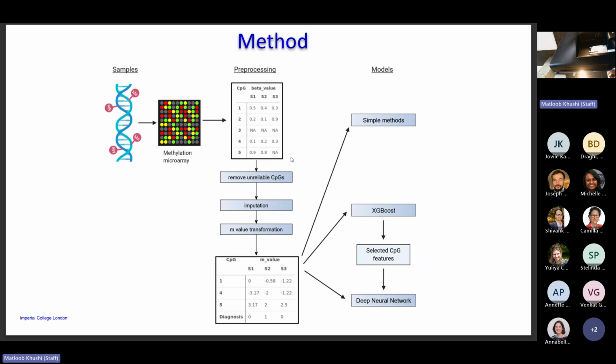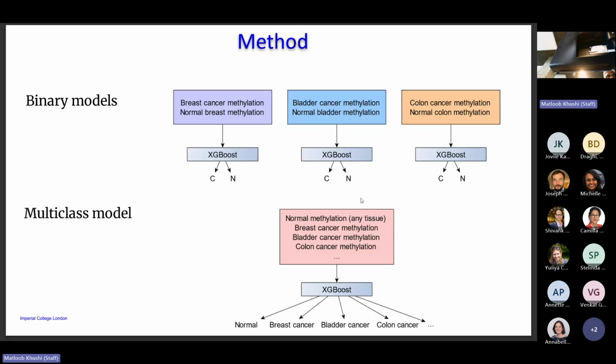There are lots of other things you do with the data, like imputing missing values and the M-value transformation I told you about. We had data from 13 cancer types, and each type had its own normal data set. We had a set of binary models, and we had a multi-class model where we combined all the normal data sets into a single one. So it learned 14 different classes.